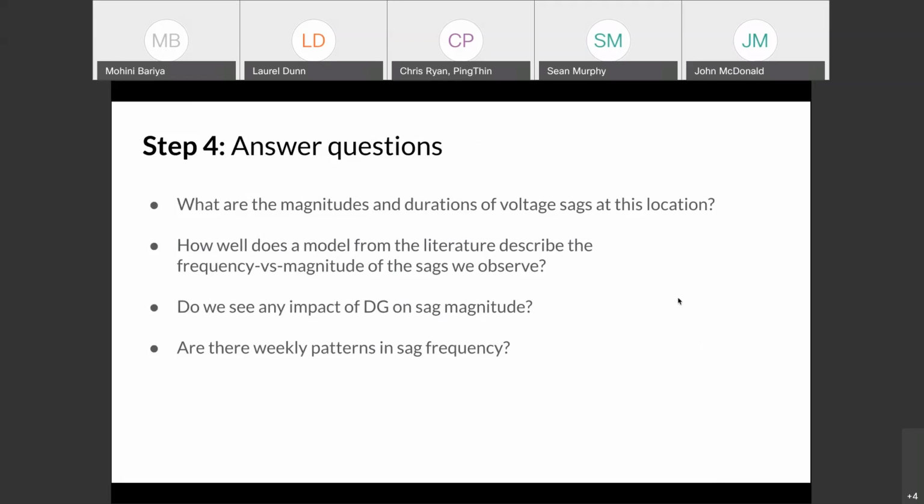So as I said, the magnitude of the sags is important because it indicates how equipment may respond to these sags or how damaging they may be in our system. And we have a model in the literature that will describe the frequency of sags of a certain magnitude, and I want to validate that model against the data that I have. Another question I have is, do we see any impact of distributed generation on the sag magnitude? And finally, are there any weekly patterns in the sag frequency at this location?